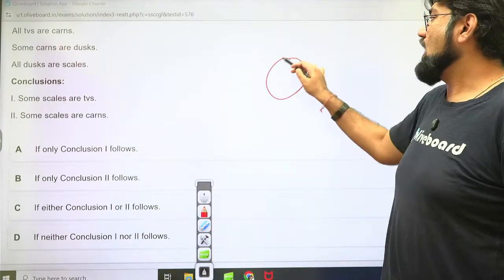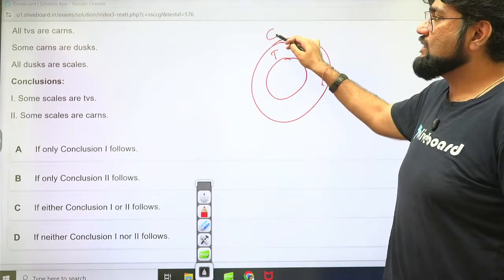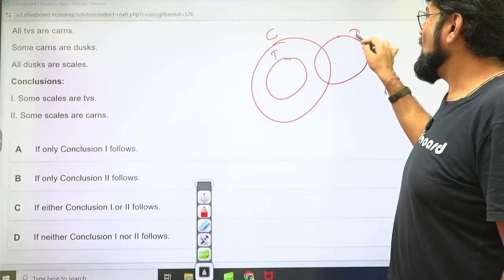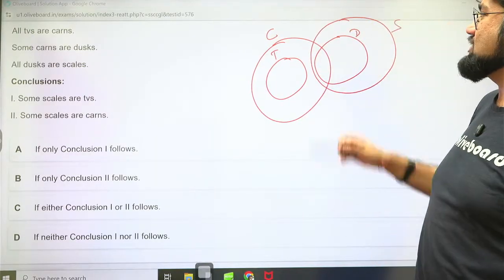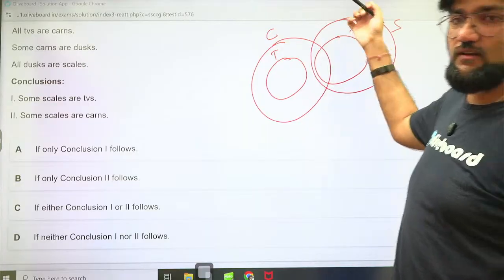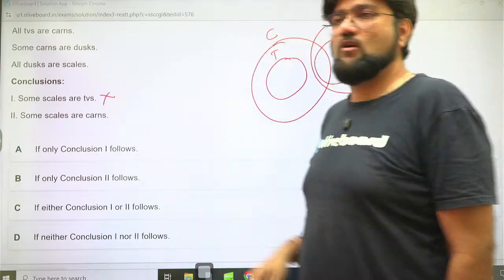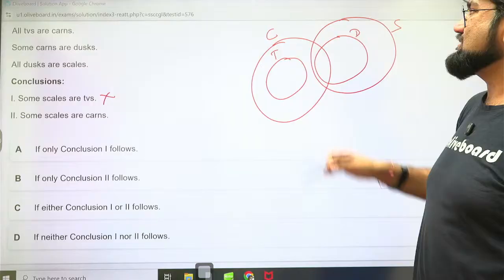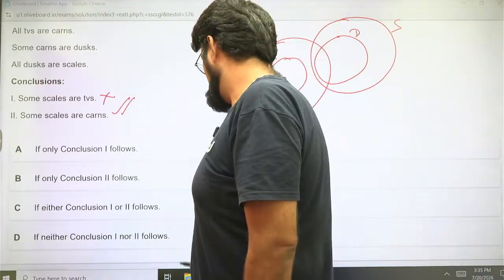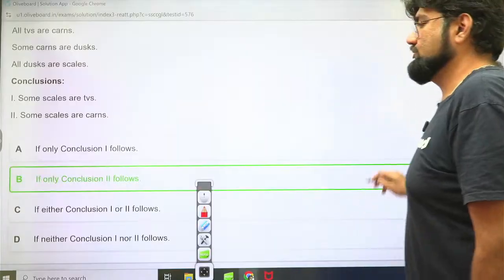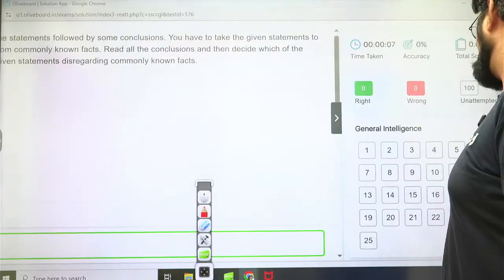All TVs are cans. Some cans are dusks. All dusks are scales. Some scales are TV. Scale and TV are not connected to each other, so any definite conclusion between them will not follow. Possibilities will be true. Some scales are cans, that's clearly visible in the minimum possible Venn diagram. So conclusion 2 is the only correct conclusion. Cool, 27 seconds. Next.